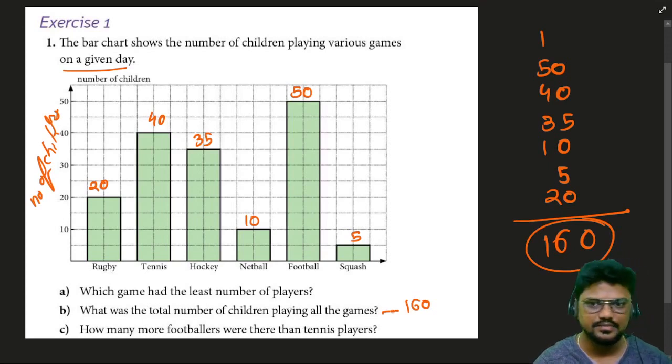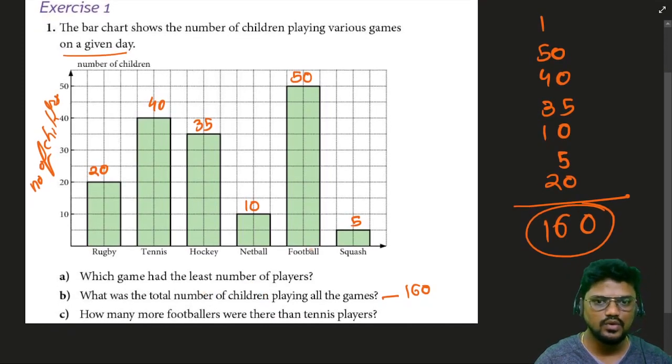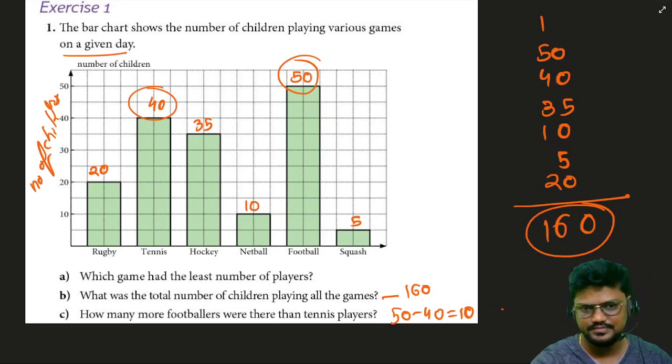This is a very easy thing. How many more footballers were there than tennis players? There were 50 footballers and 40 tennis players. 50 minus 40 gives you 10. Next, let's solve the next problem.